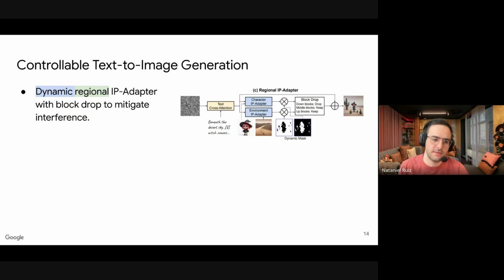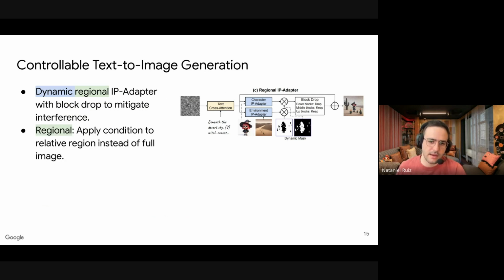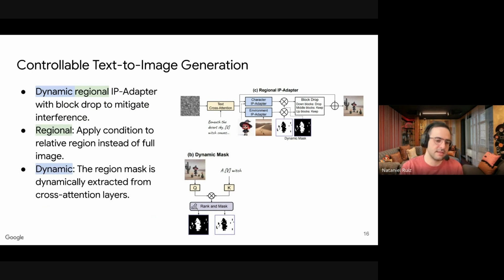So we introduced this idea of a dynamic regional IP adapter with a block drop to mitigate interference. The idea of regional is that we apply the condition to a relative region instead of the full image. For the environment, we apply the condition to the pixels and regions that correspond to the environment. And for the character, we apply that conditioning just to the part that corresponds to the character. We do this using masks extracted inside of the model in a very interesting way. That's the dynamic part: the region masks are dynamically extracted from cross-attention layers during the forward pass. I'll talk about that here, as it is important.